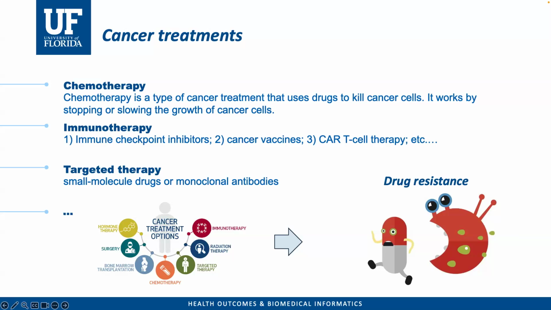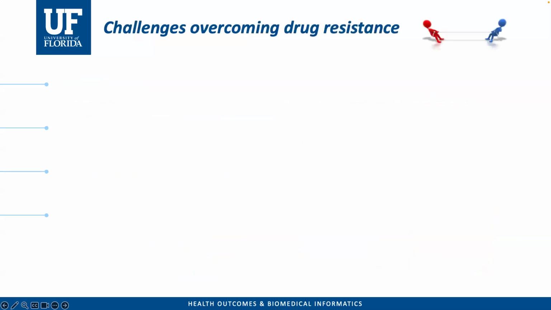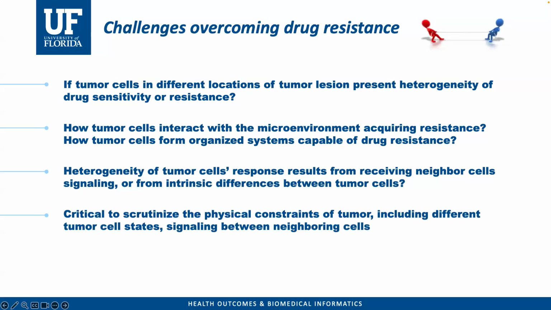That is what we call drug resistance. And it is a very critical issue. And there are a lot of challenges in how we overcome the drug resistance. To overcome that, we need to understand first if the tumor cells in the tumor layer present different responses to a specific drug, or they are heterogeneous or homogeneous. And how tumor cells interact with the microenvironment to acquire drug resistance. Do all the tumor cells form a unified system to fight against the drug? We don't know that.